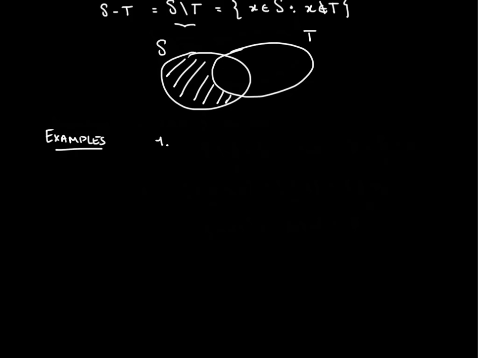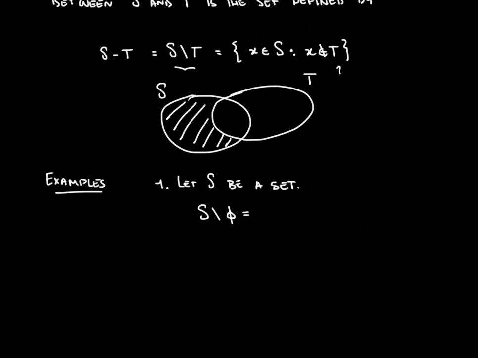So for our trivial examples, what are the simplest cases that you could find? So let S be a set. Now we take S, the set difference of S and the empty set. Well, this means that we're taking out no elements because there are no elements in the empty set. So this would give us the original set itself. And if we take the set difference of S and itself, well, we obtain the empty set because we're eliminating all of the elements in our set S.